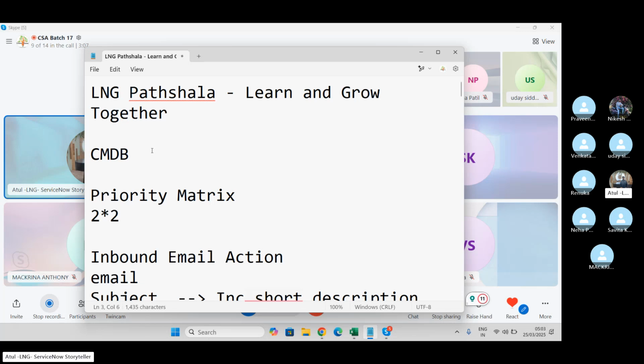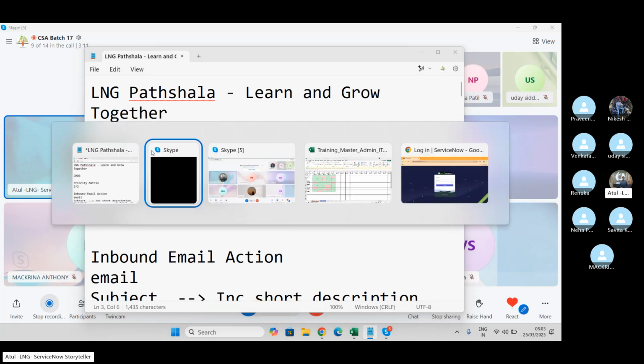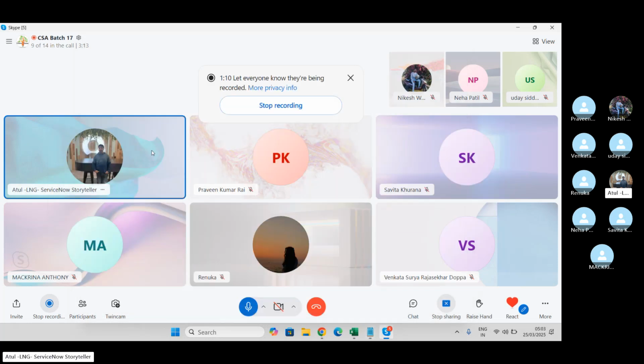CMDB means, now if I say in our house we have a lot of stuff available: sofa, dining table, fridge, microwave, washing machine, dishwasher, gas stove, bed, wardrobes. These all are our components. Okay.